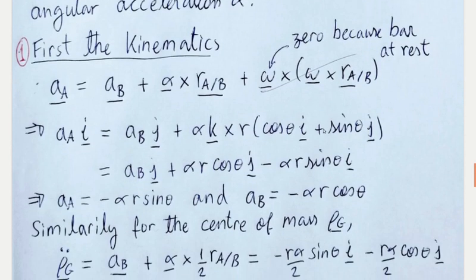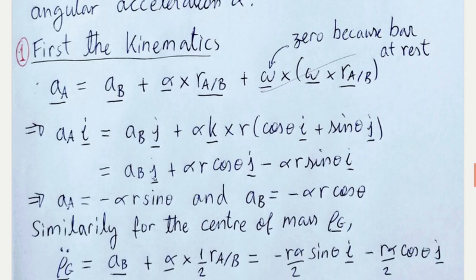So I've just substituted. Now we just use how to take cross products between k and i, k and j. So k cross product with i gets you j. k cross product with j gets you minus i. That's all I've done here. And then if we equate the i terms with each other, so a_A i has to equal the i term over here, which is minus alpha r sine theta. Here you go.